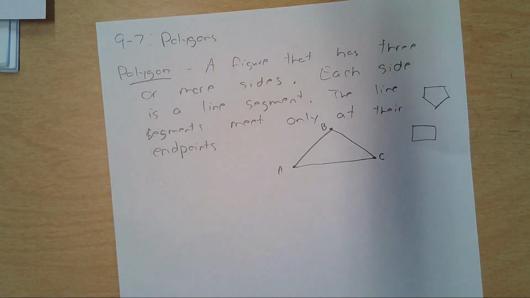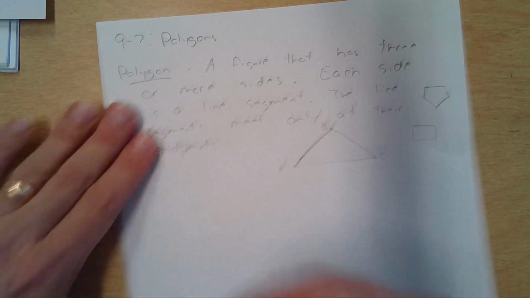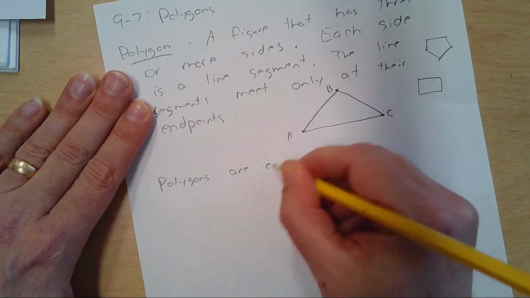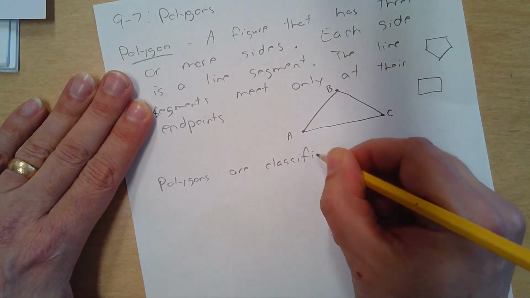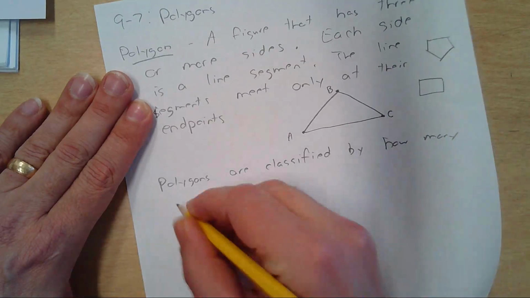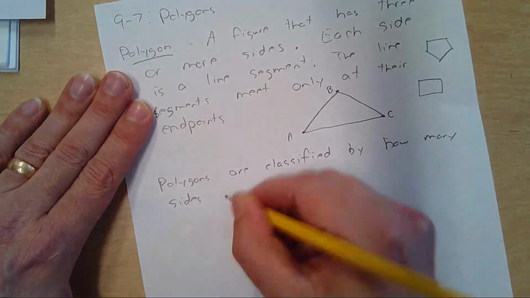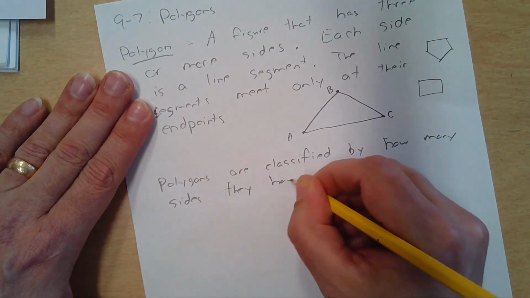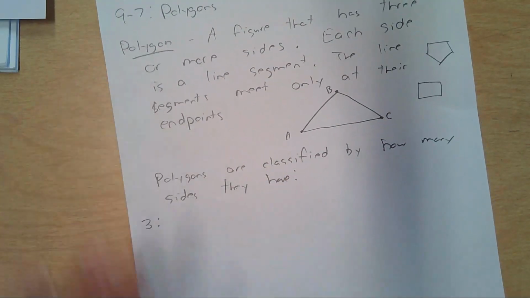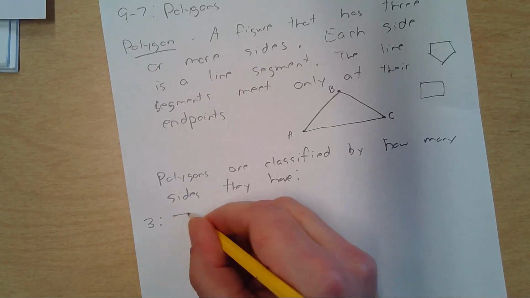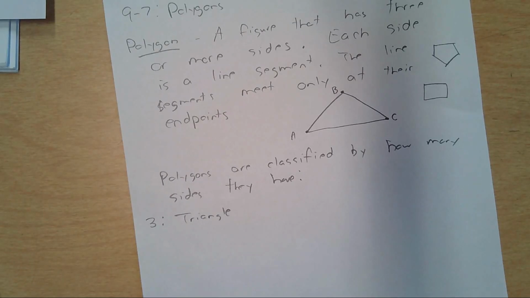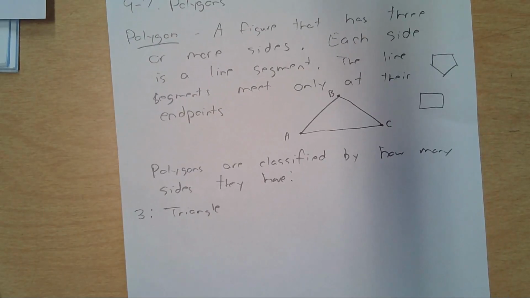So polygons are classified by how many sides they have. Okay, so let's go through them all. A 3-sided polygon. Well, we already know what a 3-sided polygon is called. It's called a triangle. Most people don't have issues with that one.